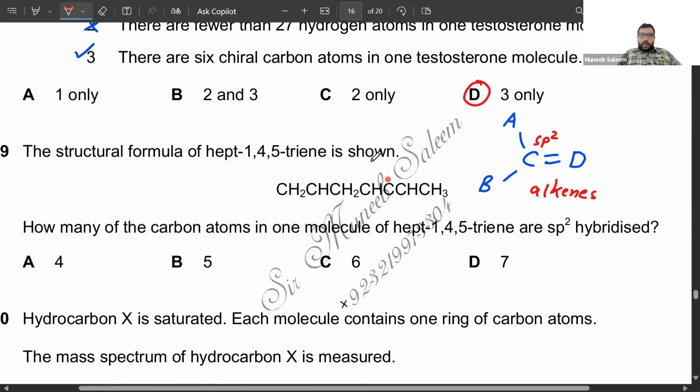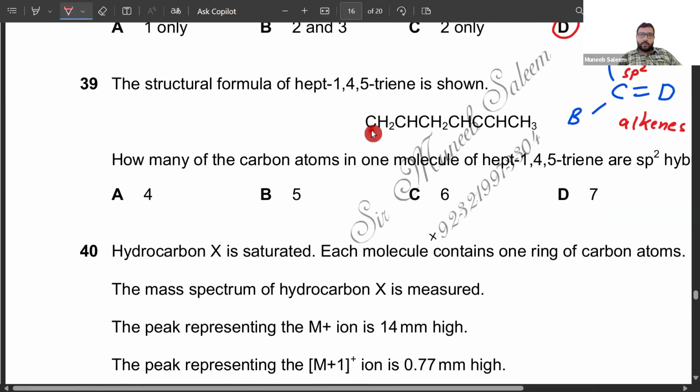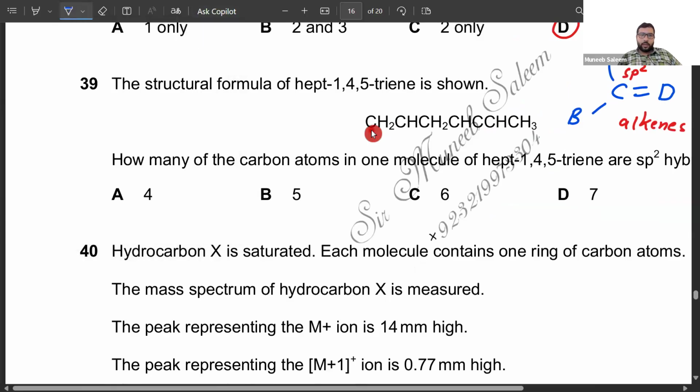Now let's elaborate this structure into displayed formula. Only then we can understand the actual picture. So I will first write all the carbon atoms in straight chain. We have in total how many carbon atoms? 1, 2, 3, 4, 5, 6, and 7. We have in total 7 carbon atoms. So let's draw them. 1, 2, 3, 4, 5, 6, and 7.